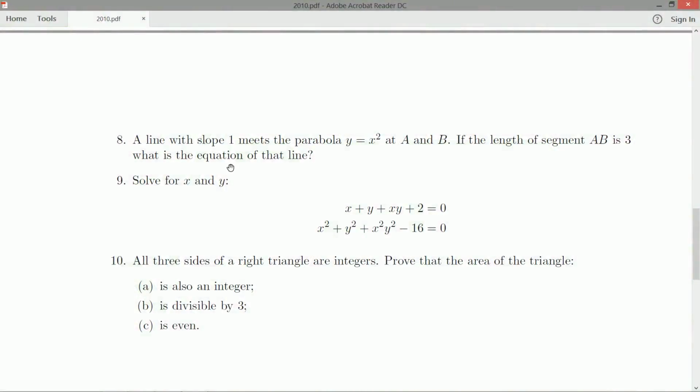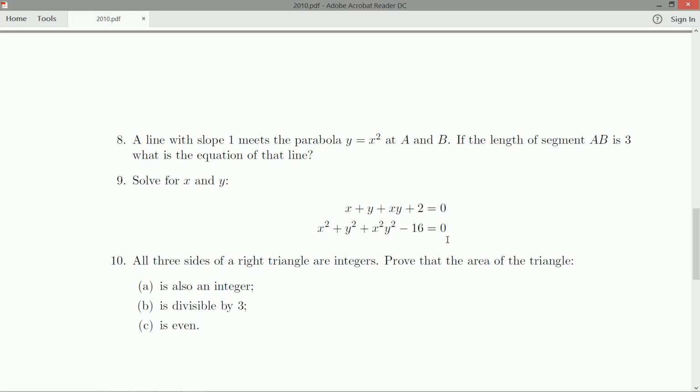Question number 9 on the 2010 Manitoba Math Contest. Solve for x and y. x plus y plus xy plus 2 equals 0. x squared plus y squared plus x squared y squared minus 16 is equal to 0. Interesting.